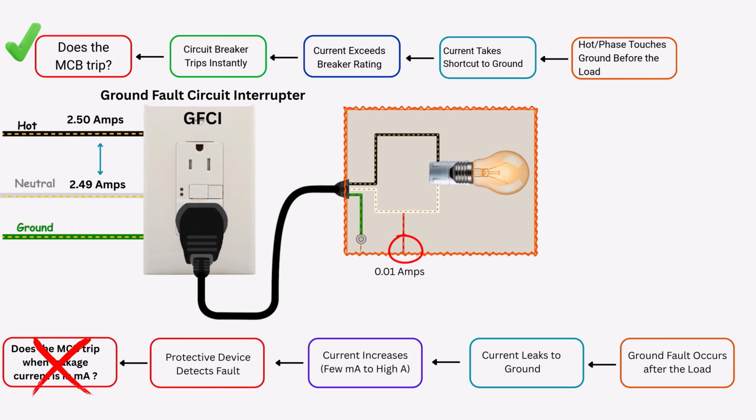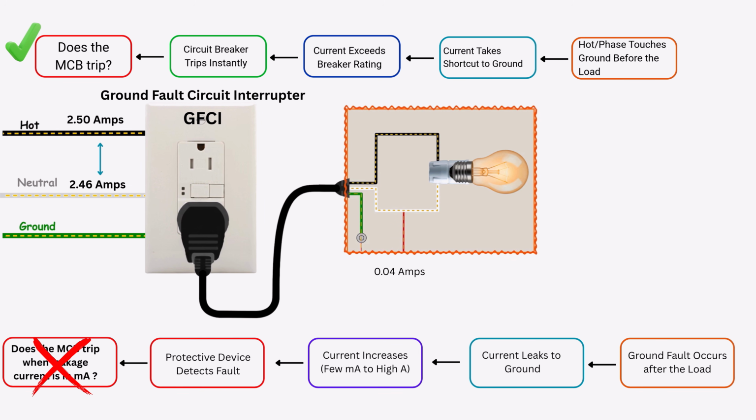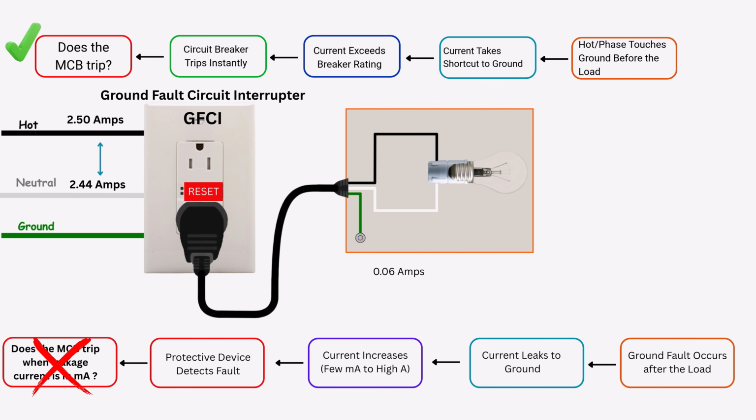It constantly watches the current going out through the phase wire and the current coming back through the neutral. Under normal conditions, those two currents are perfectly equal. Whatever current goes out must come back the same. But if there's a ground fault, such as when electricity leaks through moisture, damaged insulation, or even through a person touching a live wire, some of that current escapes to the ground. That means the outgoing and returning currents are no longer the same.